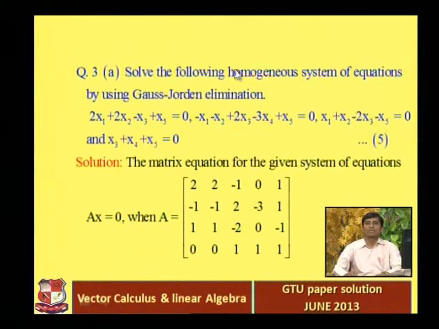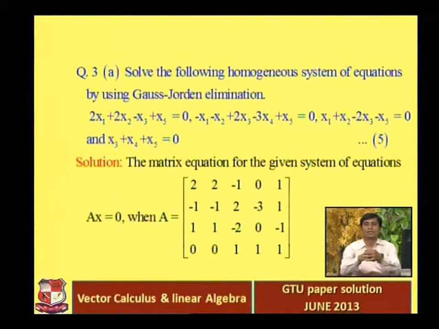Here is the solution. This question was asked in 5 marks, and here is the solution. The matrix equation for the given system of equations is Ax = 0, so all the right hand side coefficients are 0. And here is the matrix. First of all, we have to convert this matrix into a reduced row echelon form, because we have to use the Gauss-Jordan method.